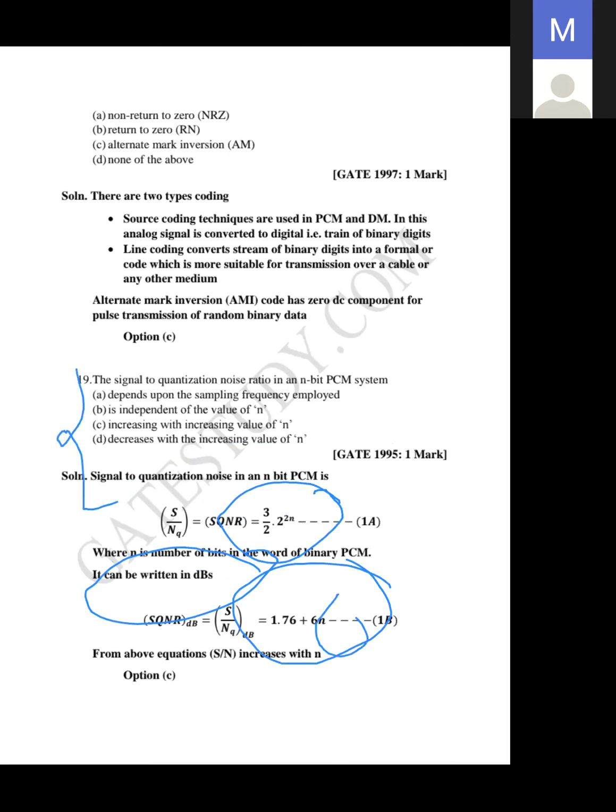Now these four options. The first is depends upon sampling frequency employed. Here frequency is not present, so that is not correct. The second is independent of the value of n. No, it is dependent; SNR is dependent upon n only, so the second option is not correct. The third is increasing with increasing value of n. This is correct, because n is in the power, 2 power n, so if n keeps increasing, SNR keeps increasing. That's why C is correct. D is decreasing with the increasing value of n, so this is not correct. So the answer is C only.